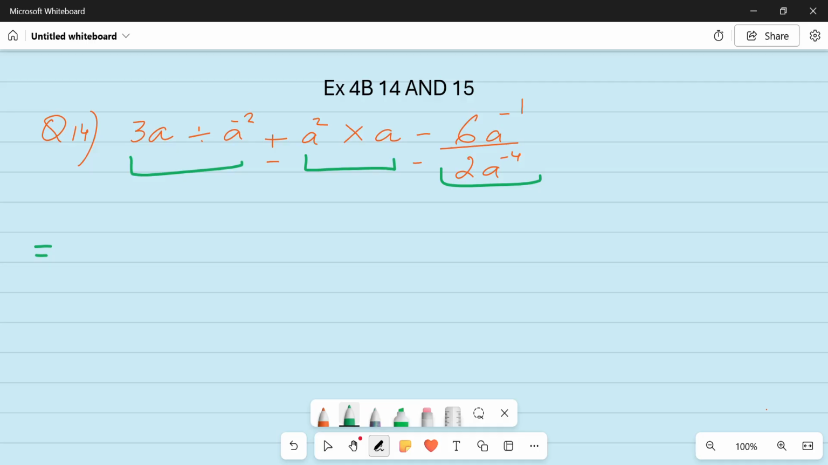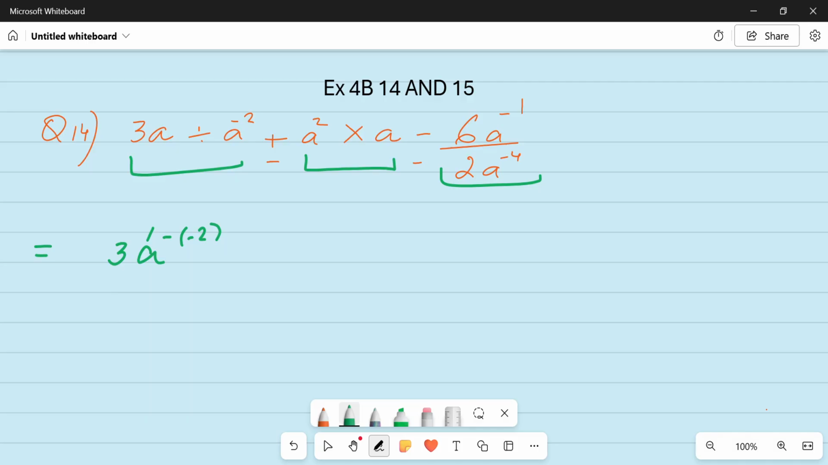Though we have a division sign, our rule says for 3a divide, we will take a^1 common, right? Here we have a power 1 and divide means minus. You people know that, okay? And a to the power minus 2. So we will take in the bracket minus 2. Right? We have solved the first term.